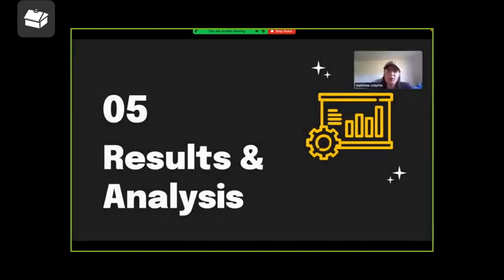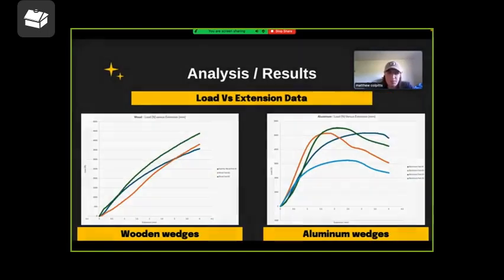This is our results analysis. So this is our load versus extension data. On the left, we have the wooden wedges, and on the right, we have the aluminum wedges. So the wooden wedges, as you can see, have a plot where they compress almost indefinitely. So there isn't a yield point, whereas with the aluminum, there is yield because it's hollow as opposed to the solid wooden wedge. So as you can see, though, the aluminum wedges are overall stronger. Even at the weakest point, which was site 3, the aluminum wedge still has a higher slope to the curve, meaning it is overall stronger, even though the peak is lower than the wooden wedge.